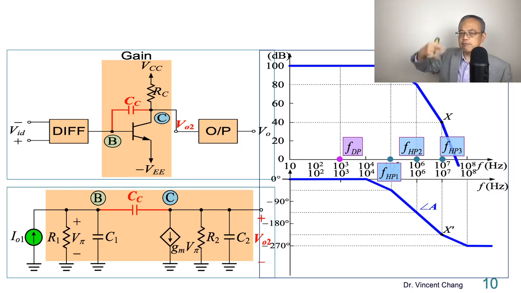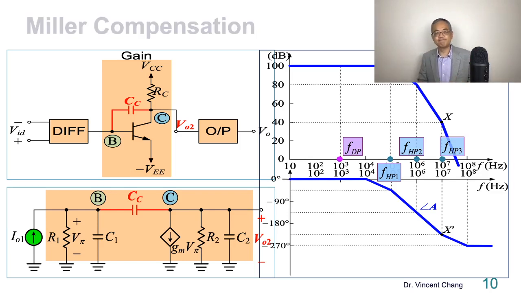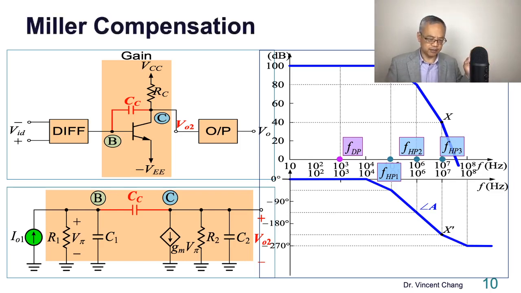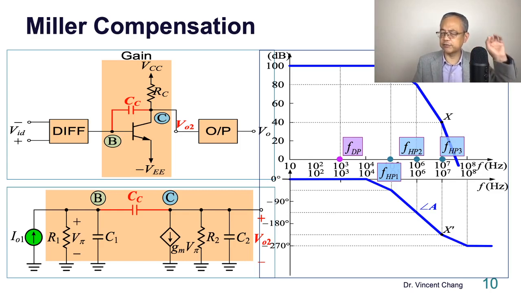Through the Miller multiplication effect, you don't have to implement a bulky capacitor. You can implement a tiny capacitor, but through the gain, through the amplification, the so-called Miller multiplication, it can still create an equivalently big capacitive effect. So this compensation technique is doable in analog integrated circuit design, and it's very, very important. It's called Miller compensation.